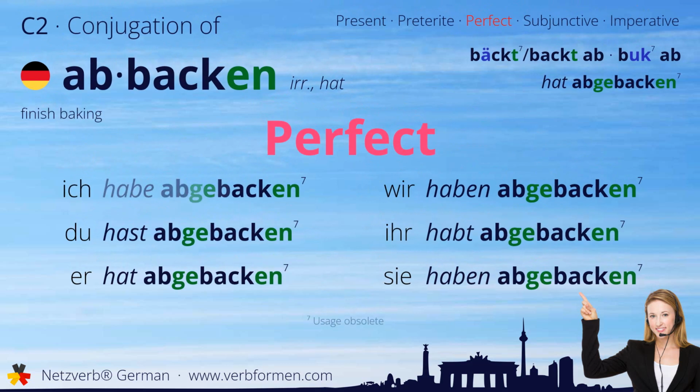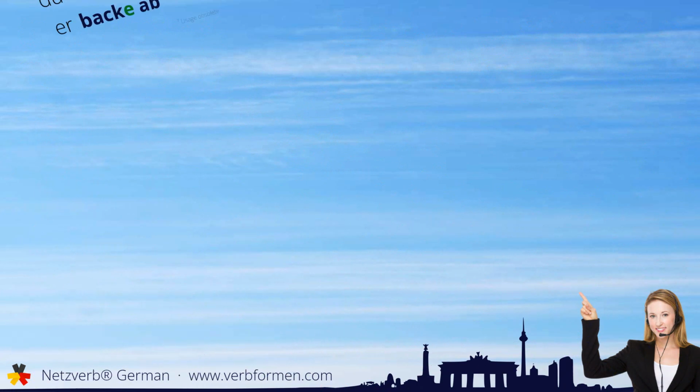Ich habe abgebacken. Du hast abgebacken. Er hat abgebacken. Wir haben abgebacken. Ihr habt abgebacken. Sie haben abgebacken. Next up is the subjunctive one.